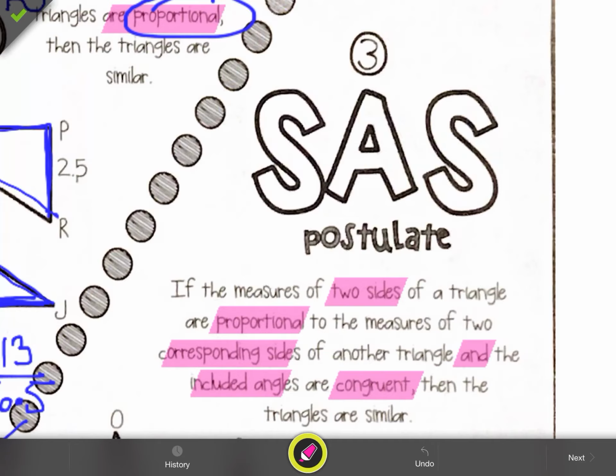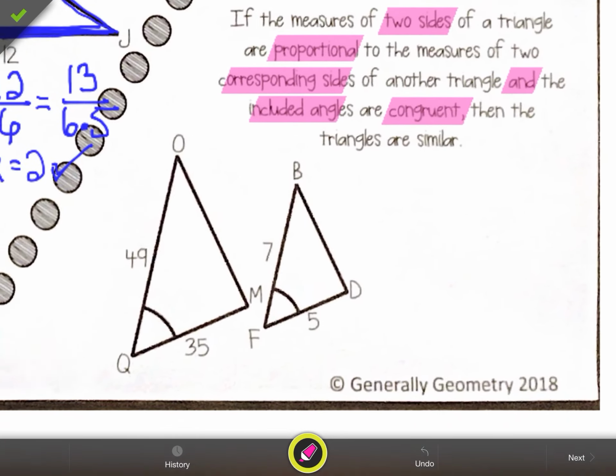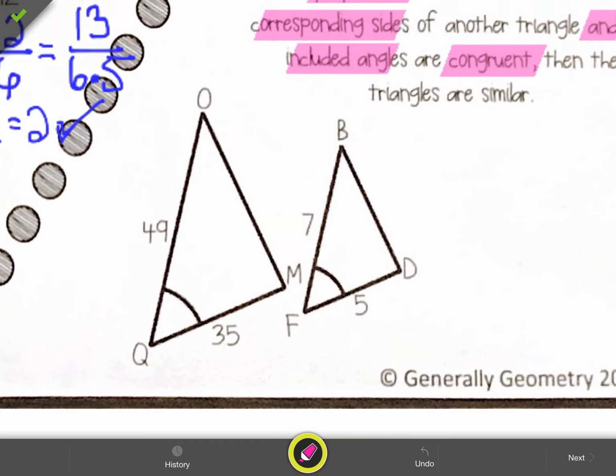Angles just have to be congruent. You don't put them in a fraction. Only sides do you check to see if they're proportional. So you have 2 sides proportional to corresponding sides and a pair of included angles that are congruent. All right, so let's look at this.